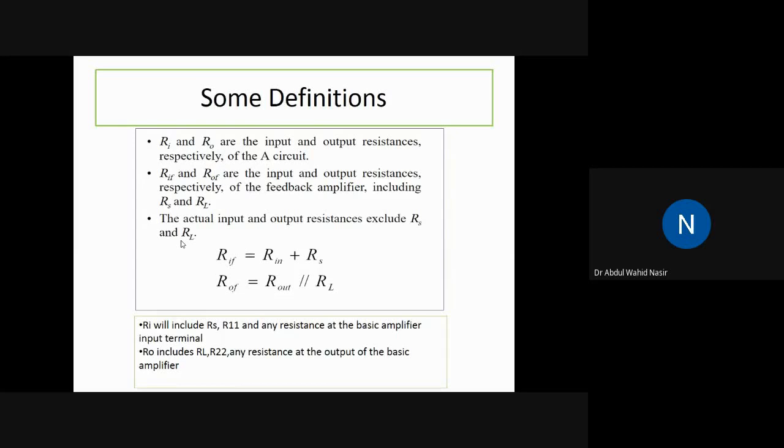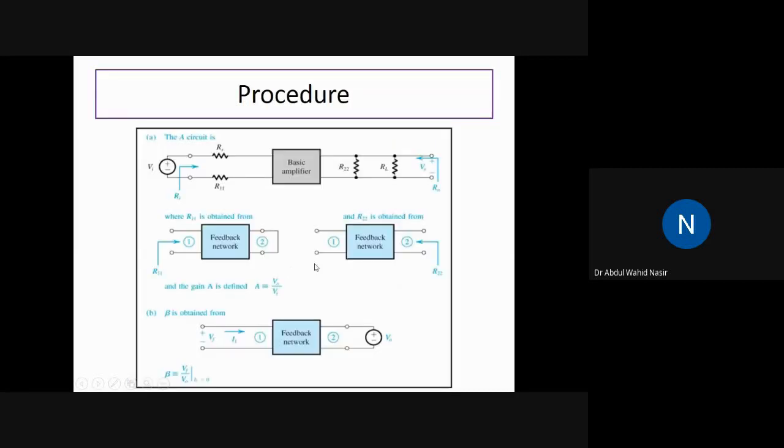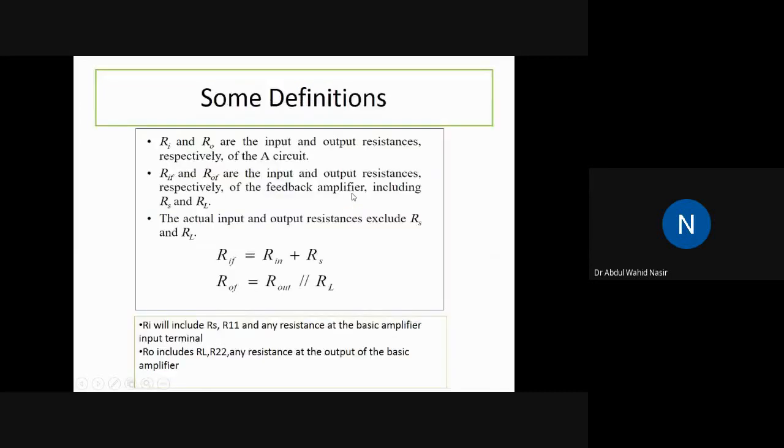So using every parameter, these are some definitions. Ri and R naught are the input and output resistances respectively of the A circuit, the amplifier circuit. RIF and ROF are the input and output resistances respectively of the feedback amplifier, including RL and RS. RIF you can find as Rin plus RS. You will be having an input resistance here. This is Rin by RS, and R naught will be R22 plus RL, with R out parallel RL.